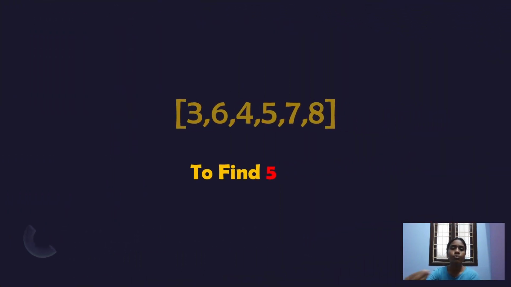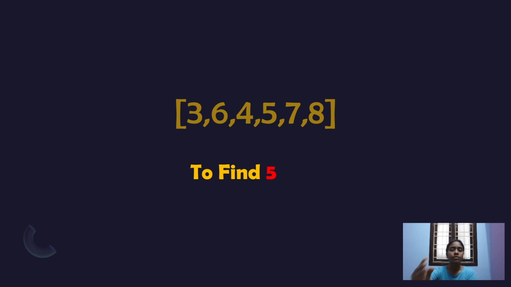We will move on to the deeper concept in this. For that, I am considering a list with elements 3, 6, 5, 4, 7 and 8. If my finding element is 5, I will compare each element in the list and find the position of the 5. It starts at position 0, that's the element 3.